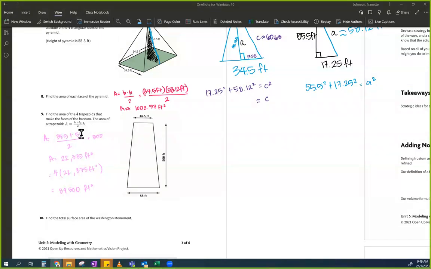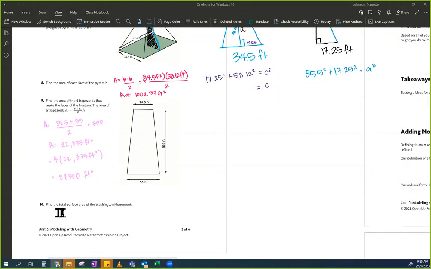The area of a trapezoid, don't worry, you don't need to memorize this because I'll let you look it up, is base 1 plus base 2, divided by 2, all times height. So I just plugged that in and I got the answer for one face was 22,375, but this asked you for all 4 faces. So then I just multiplied by 4 to get 89,500 feet squared. So imagine 89,500 tiny little Post-its covering this whole monument, right?